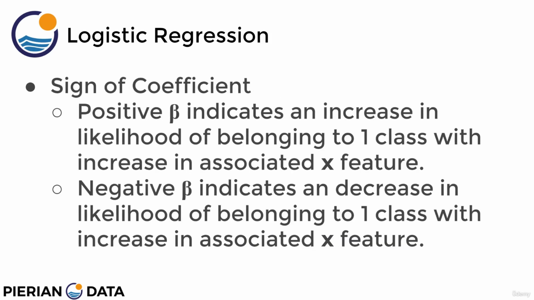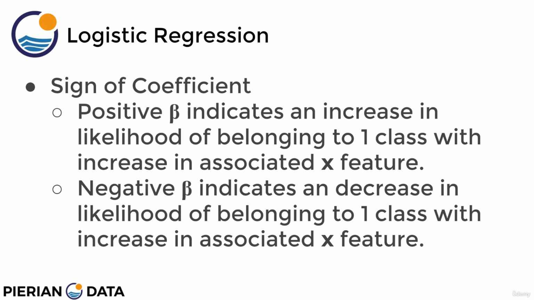Well, let's first think of the sign of the coefficient. If I do take a look at the sign of the coefficient, recall my halfway point in terms of log odds is occurring at the 0 of that y-axis, which means a positive beta coefficient value indicates an increase in likelihood of belonging to the 1 class with an increase associated with the x feature. So again, if my beta coefficient ends up being positive, I can say overall that if I increase the x feature, then I'm increasing the likelihood of belonging to the 1 class.